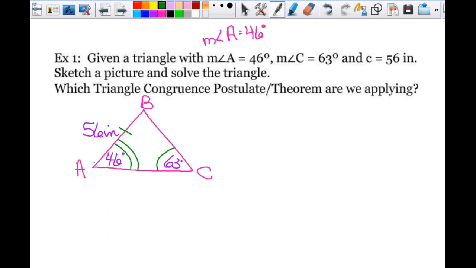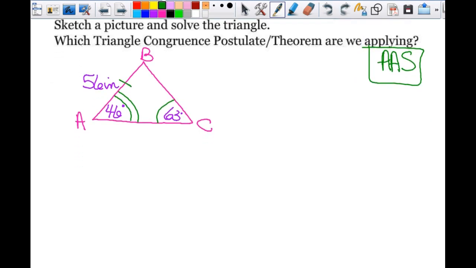Okay, so that's how we're applying it, but we're not really proving triangles congruent. We're just using the fact that angle, angle, side is one of them. So it asks us which one, and there's my answer. Okay. So then I'm supposed to solve the triangle, so that means I'm looking for this angle measure, angle B. I'm looking for little a, and I'm looking for little b.